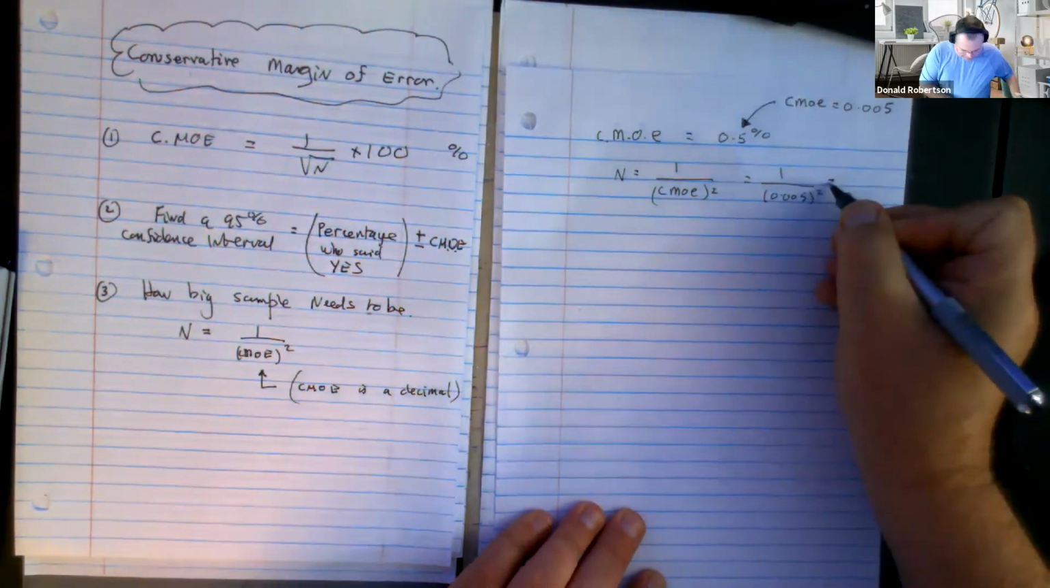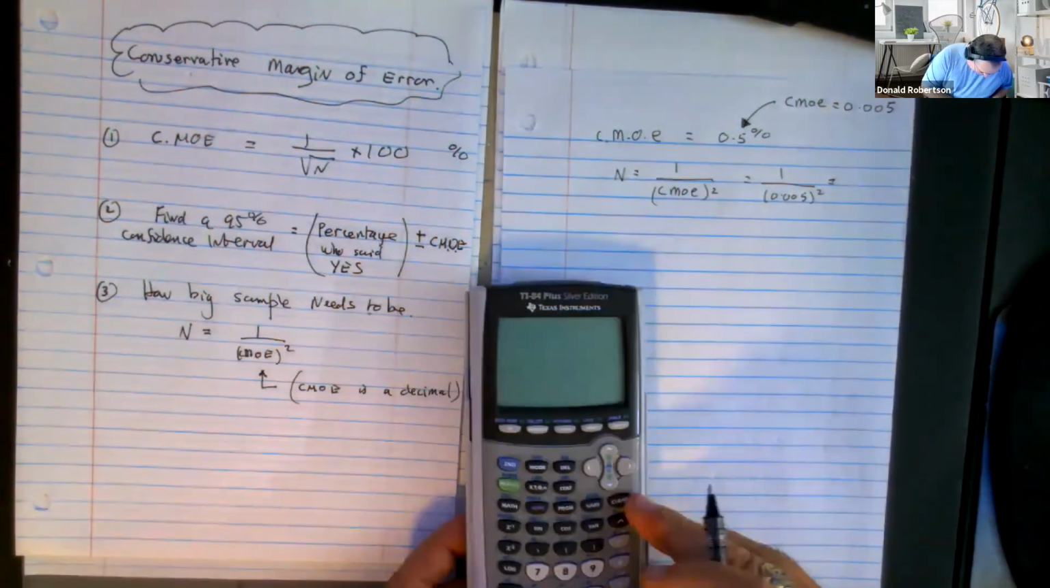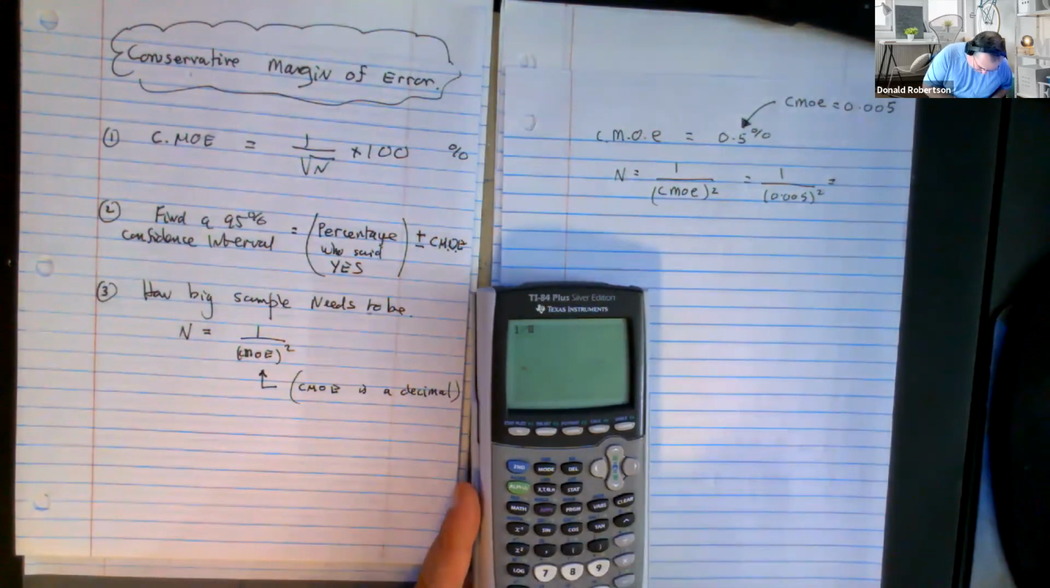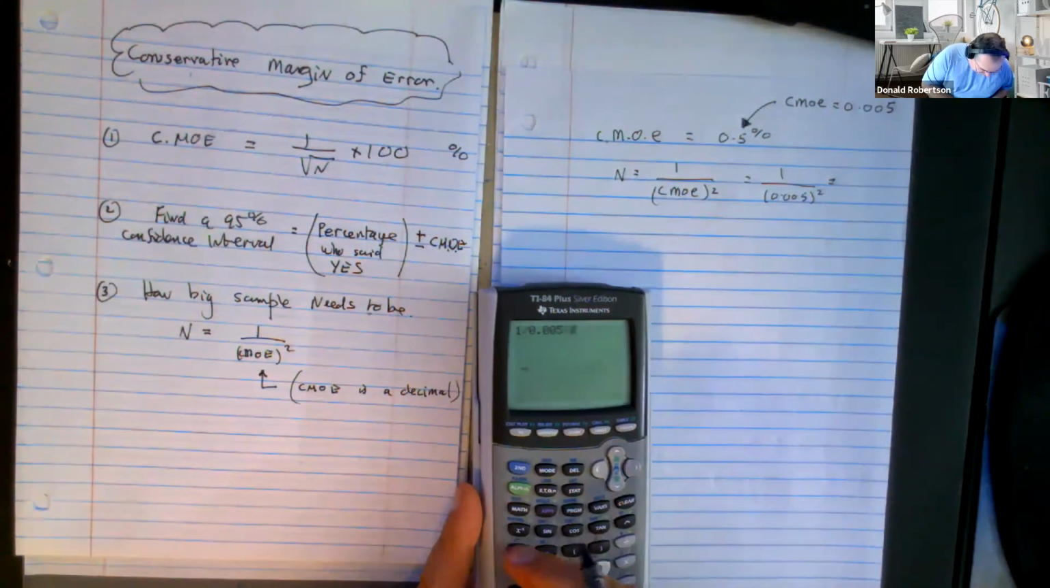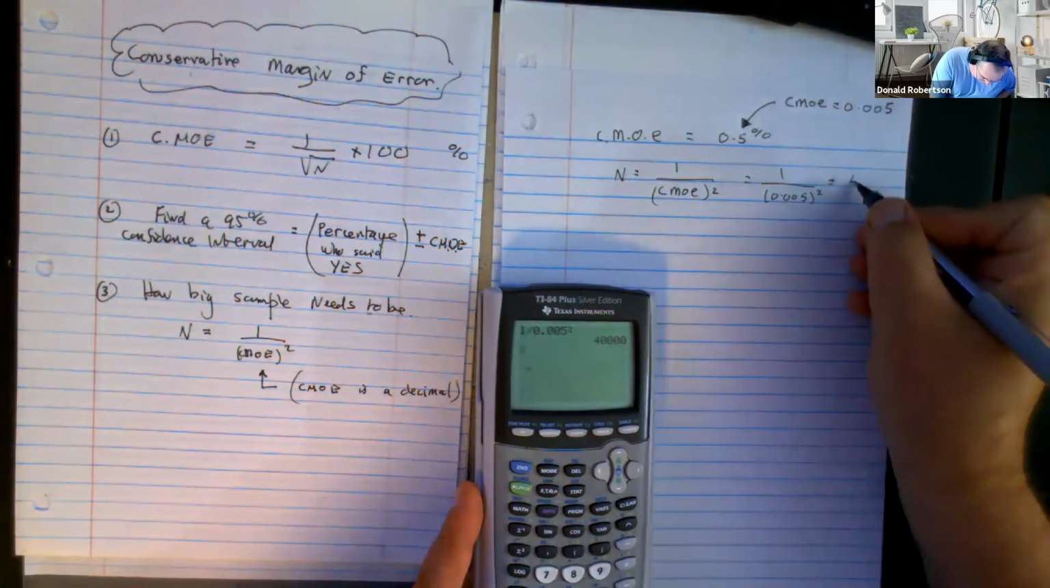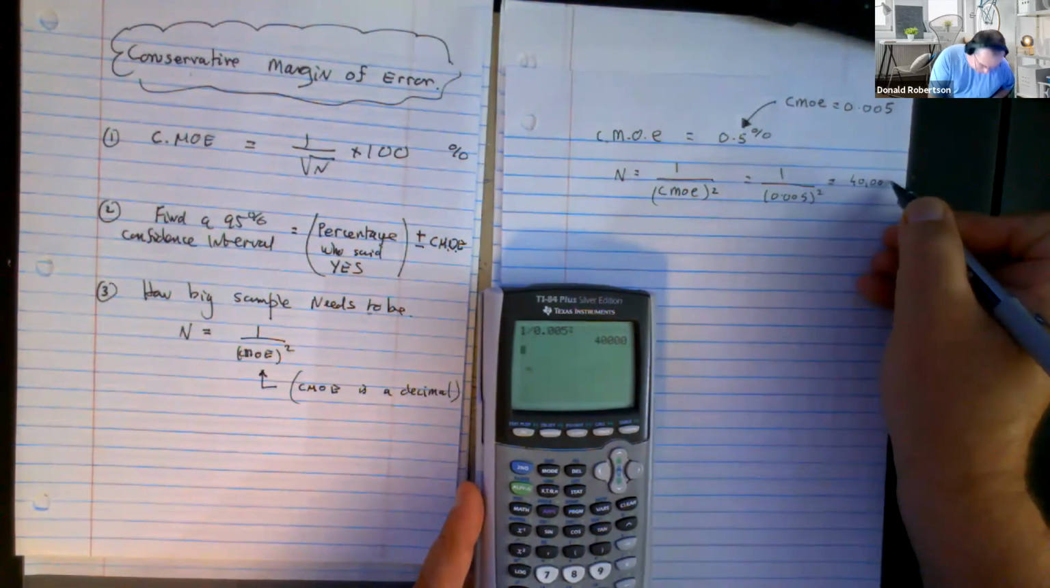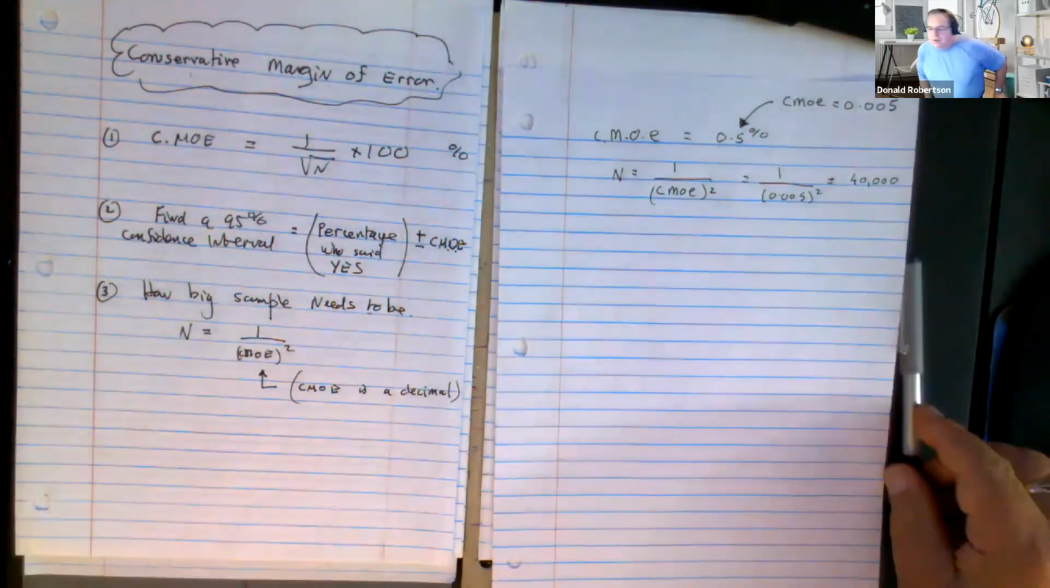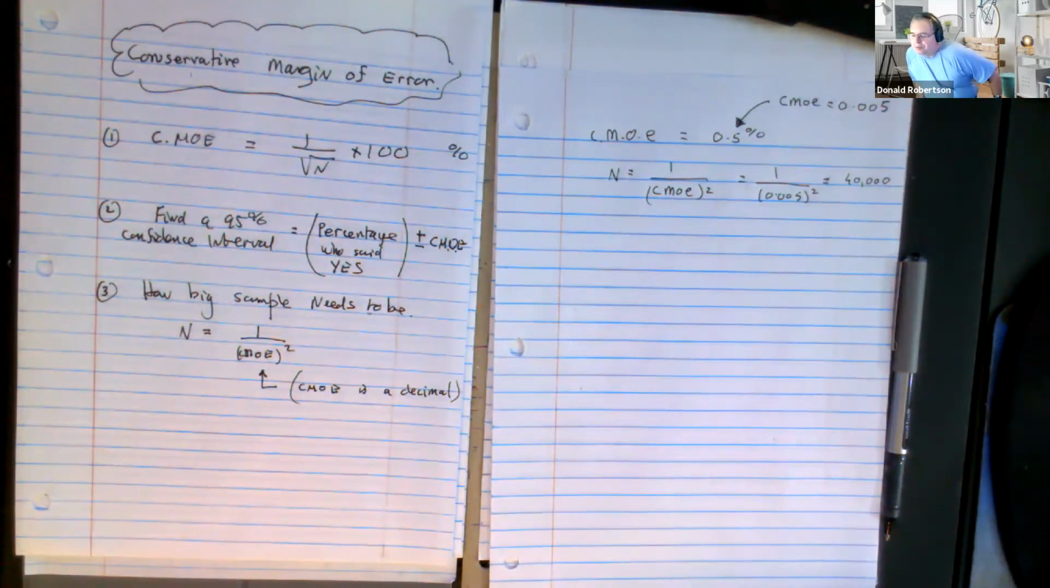Now, this is what calculators are for. 1 divided by 0.005 squared, and we are looking at, good grief, 40,000 people.